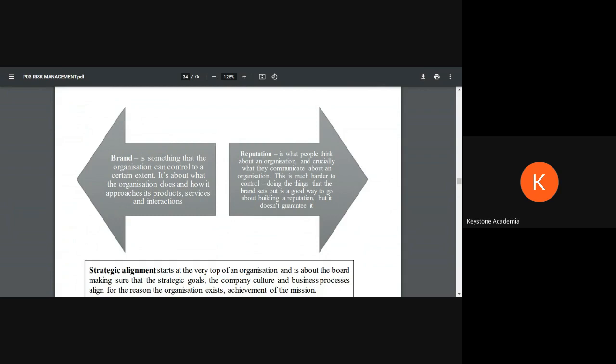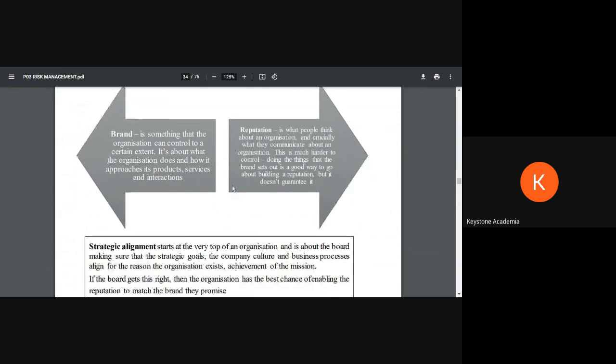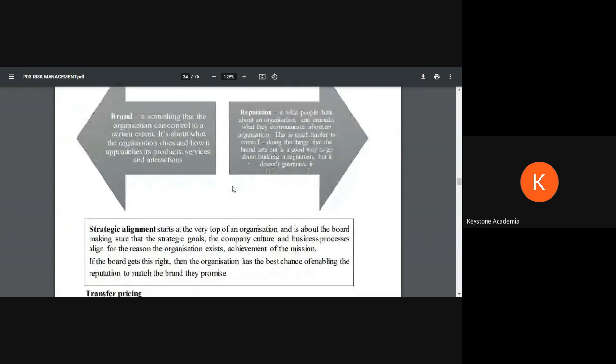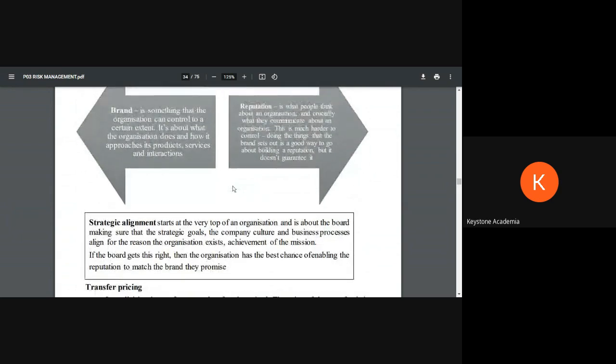So reputation risk is very, very difficult to control. And it is external. Sometimes just because of rumors or anything, it can deteriorate. It can go down. However, if you are okay with the promises, you are doing it, then we can have a good brand and good reputation also. So reputation risk is a part of risk management. In fact, a very important part of risk management.